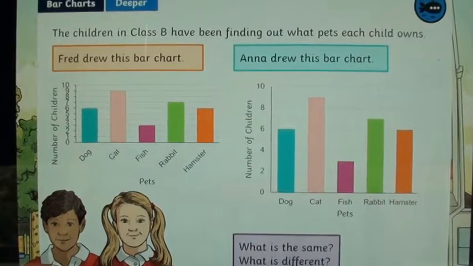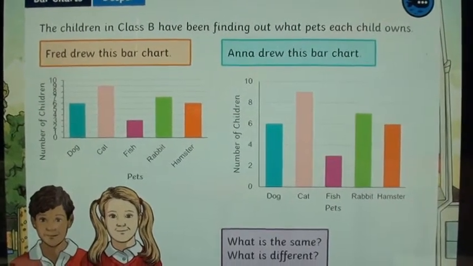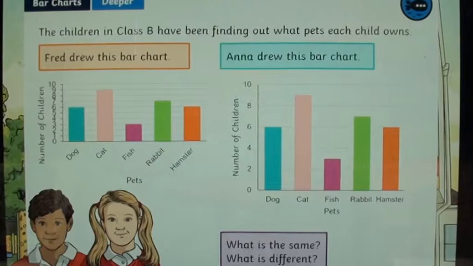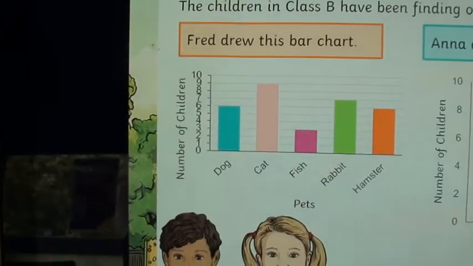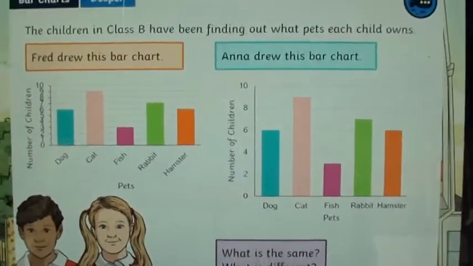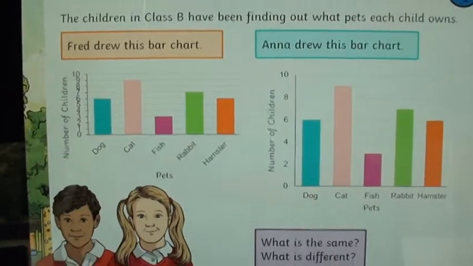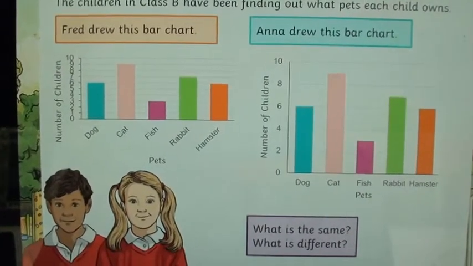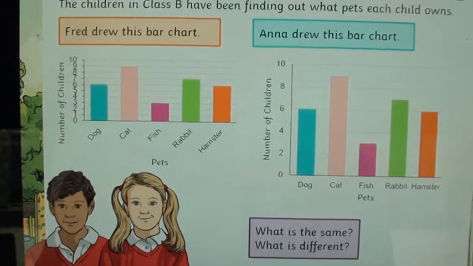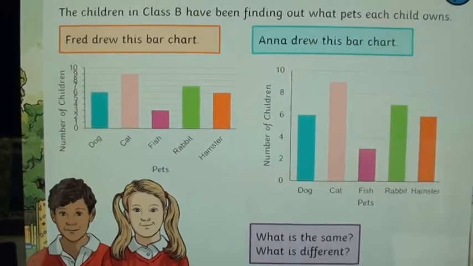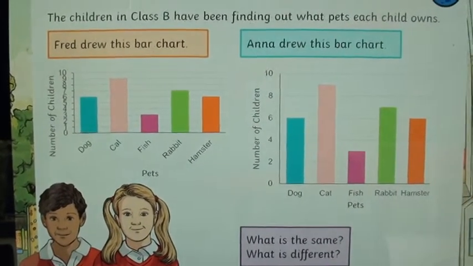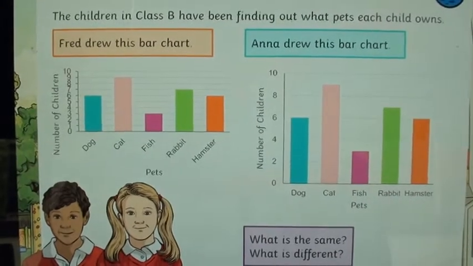Okay, so the children in Class B have been finding out what pets each child owns. Fred drew his bar chart, Anna drew her bar chart with the exact same information. So the question is, what's the same, what's different? Same colours, same numbers.